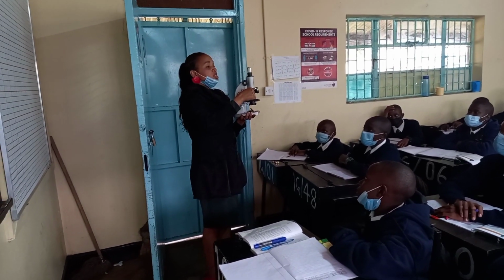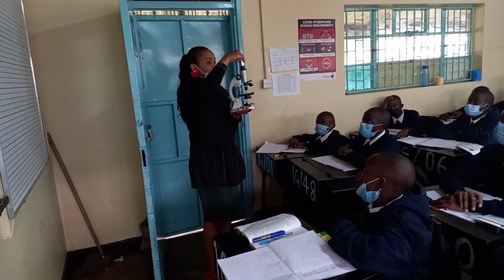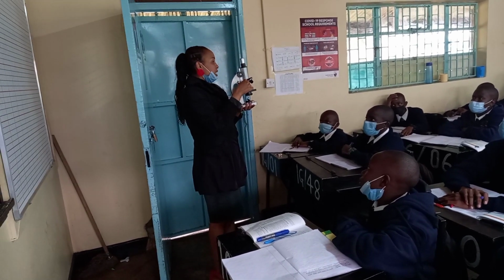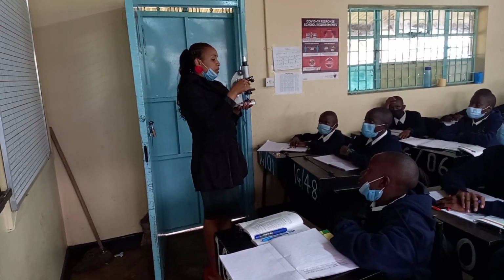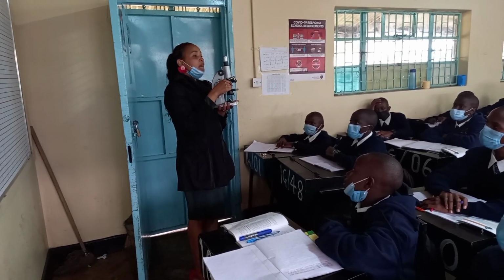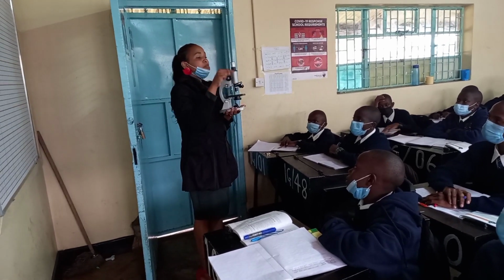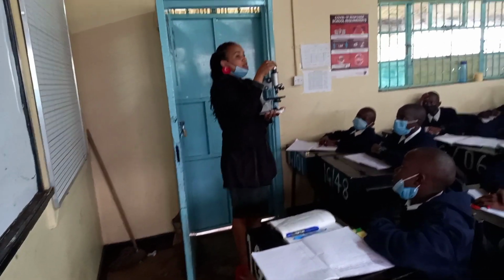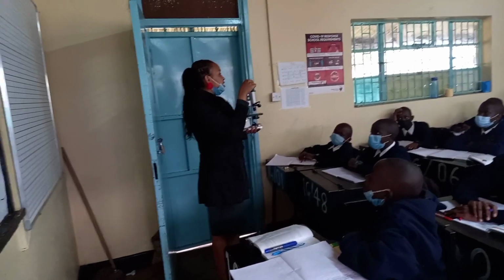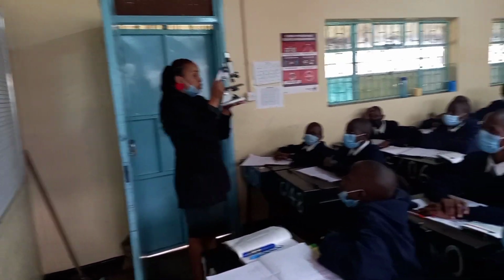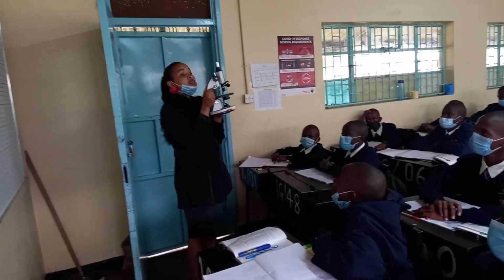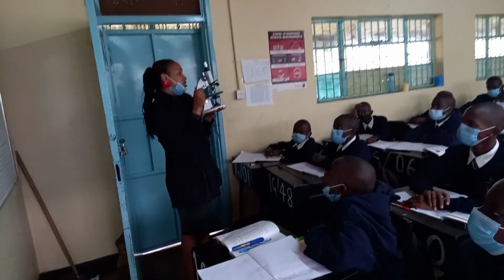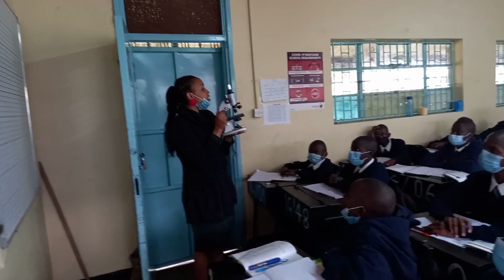So magnification will be the eyepiece lens magnification times the objective lens magnification. For example, if I'm using the high power, it will be times 45 times 10. So it will be times what? 450. So the highest magnification we have in this microscope is times 450, meaning it can enlarge an object 450 times.